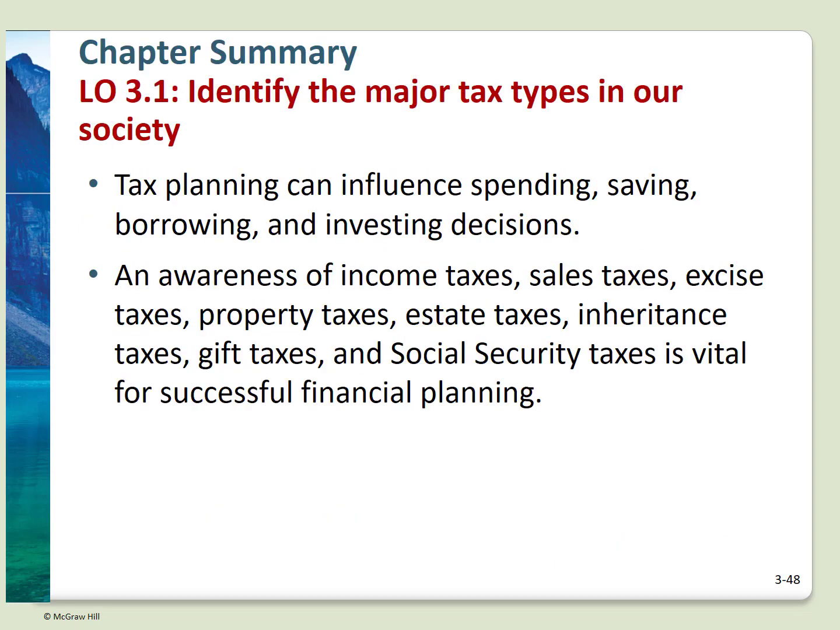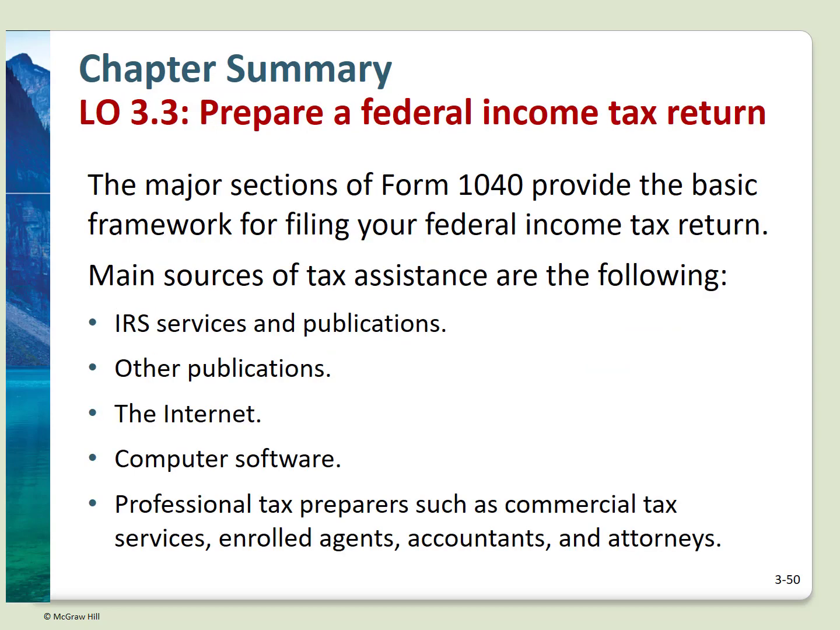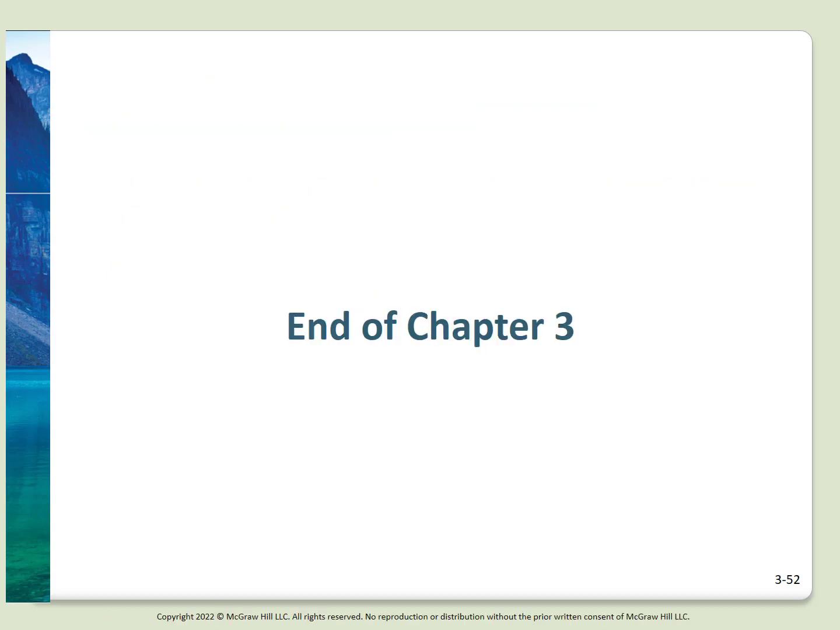This ends our coverage of taxes and summarizes the chapter. To meet Learning Objective 1, we reviewed the major types of taxes we pay, with special attention to federal income tax. Learning Objective 2, we covered how to calculate taxable income and the amount of tax owed. Objective 3, actually preparing and filing your federal income tax. And finally, we covered various tax planning strategies aimed at legally reducing the taxes you have to pay. This ends our coverage of taxes.